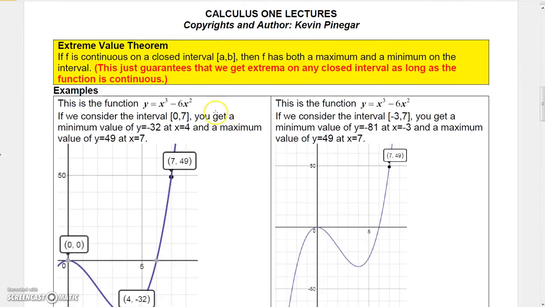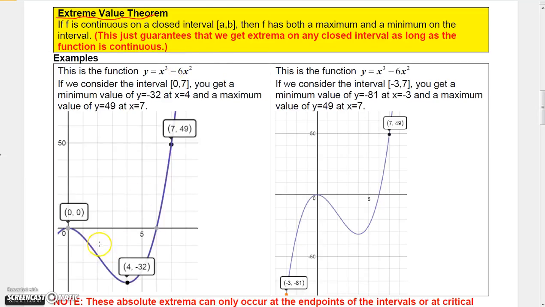Okay. Now, the extreme value theorem basically says if we have a continuous function on a closed interval, like we do down here, so if we have a continuous function on the closed interval, let's say we just go from 0 to 7. Let's see, where would 7 be? 7 would be right here. So let's just say we have this closed interval from 0 to 7. Alright?